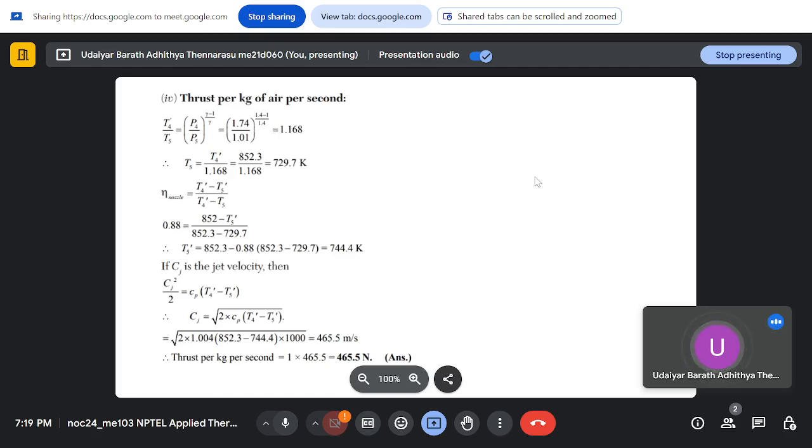Next, we need to find out the thrust per kg of air per second. T4 by T5 equals P4 by P5 raised to the power gamma minus 1 by gamma. So 1.74 by 1.01 raised to the power 1.4 minus 1 by 1.4. This comes out to be 1.168.